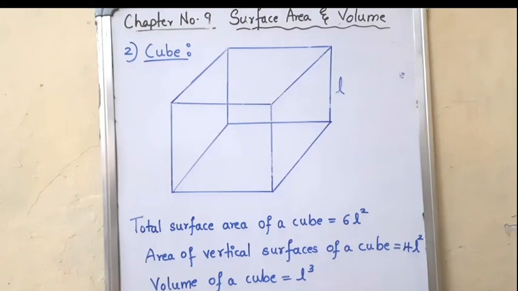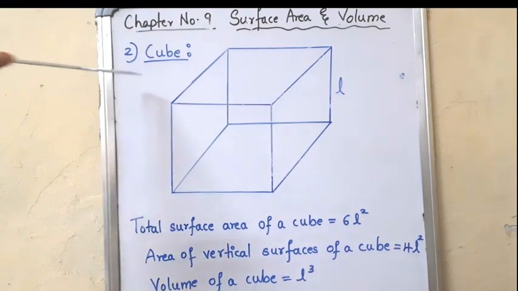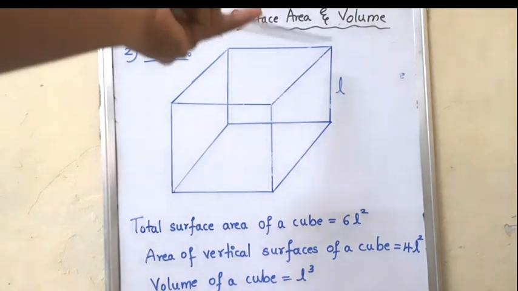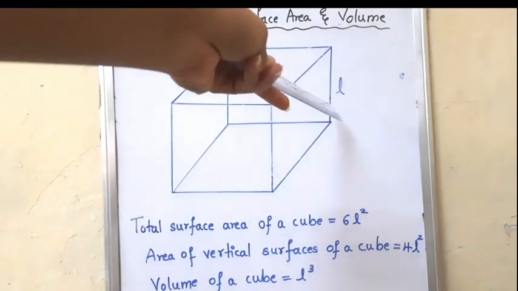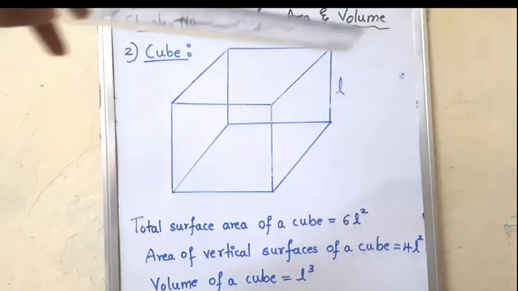Students, let's continue chapter number 9, surface area and volume. In the last class we had studied about the cuboid and its formulas and the problems related to cuboid. Today let's go to the second one, that is cube. So this is the picture of a cube and you have only one measure, that is length.